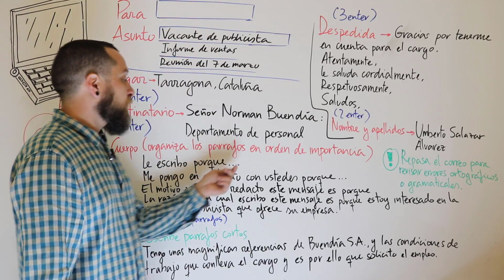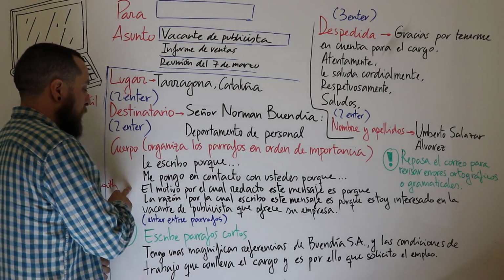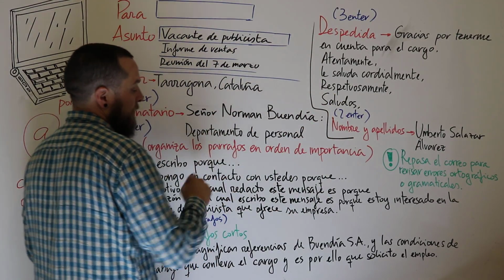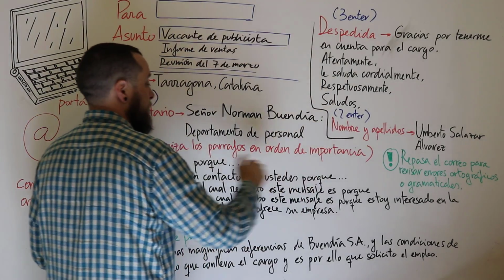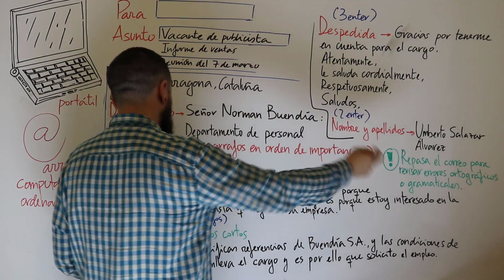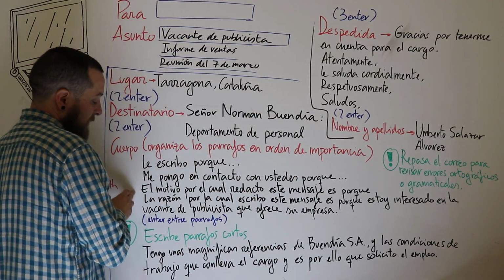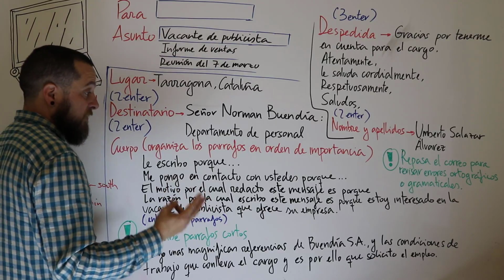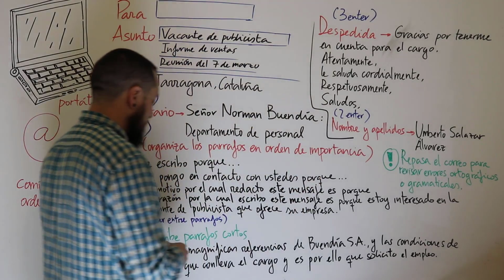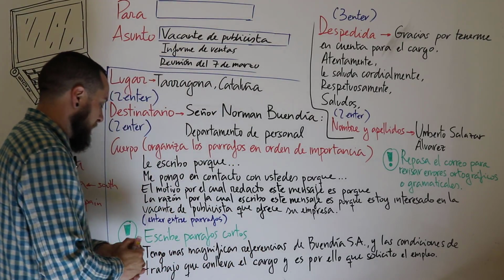So, me pongo en contacto con ustedes porque, that's another way to start our email. El motivo por el cual redacto este mensaje es porque, the reason because I write this message is because, wherever. La razón por la cual escribo este mensaje es porque estoy interesado en la vacante de publicista que ofrece su empresa. In this case, I made the first paragraph with 2 sentences. The reason because I write this message is because I'm interested in a place in your company as a publicist. Okay? Kind of, it could be.